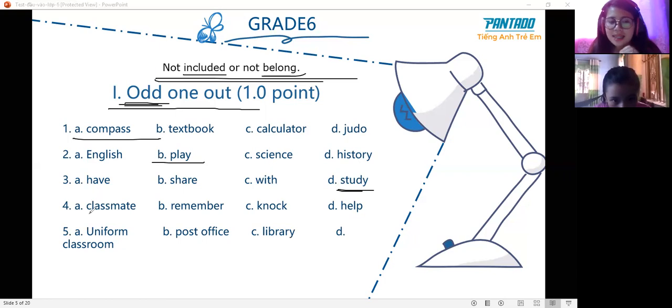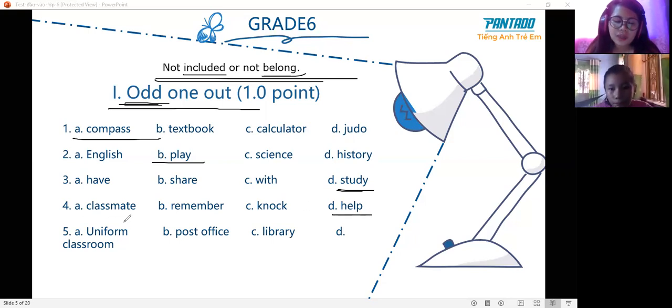Number four, which word is not belong to the group? Is it letter A, classmate, letter B, remember, letter C, knock, or letter D, help? Again, in number four, which word is not belong to the group? Is it letter A, classmate, letter B, remember, letter C, knock, or letter D, help? Number four. Half.